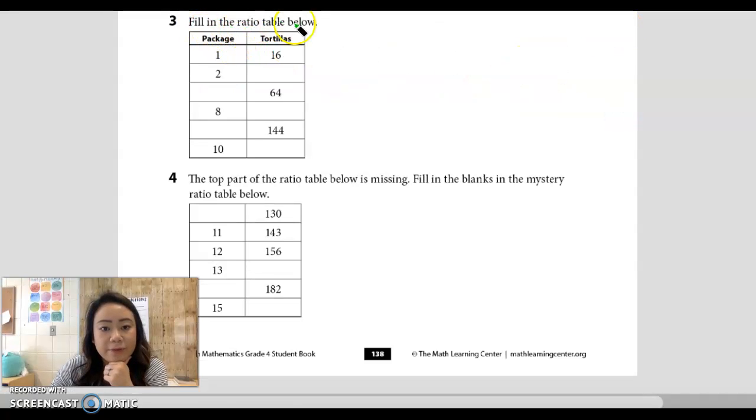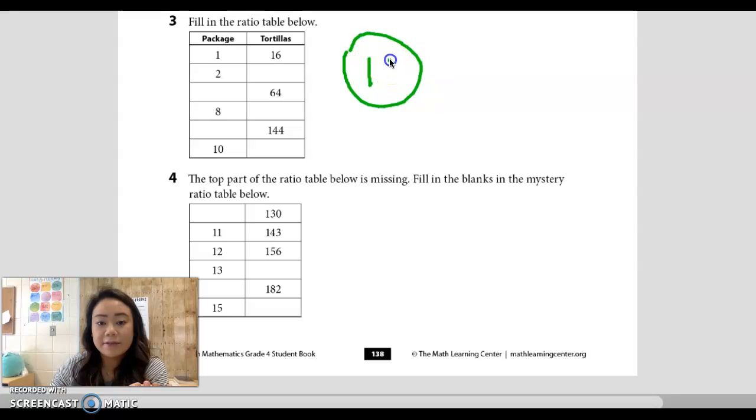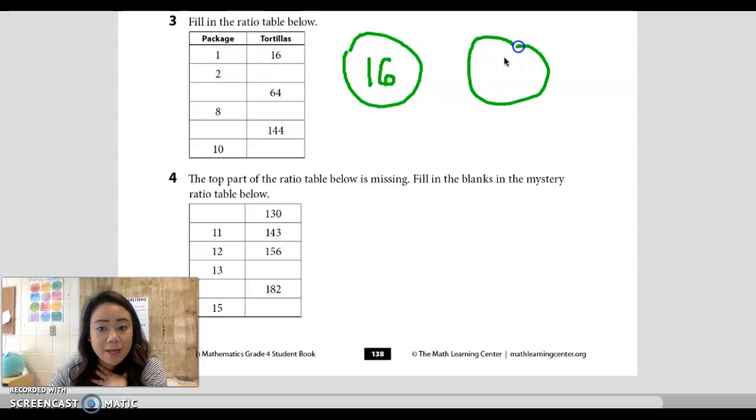All right, number 3, fill in the ratio table below. So if I have one package, you can think of a package as like a box or a bag or whatever. In this case, it's tortillas, so it's probably going to be in a bag. So one bag, one package, gives you 16 tortillas. So if one bag gives me 16 tortillas, which are the things that you use to make quesadillas, which I love.